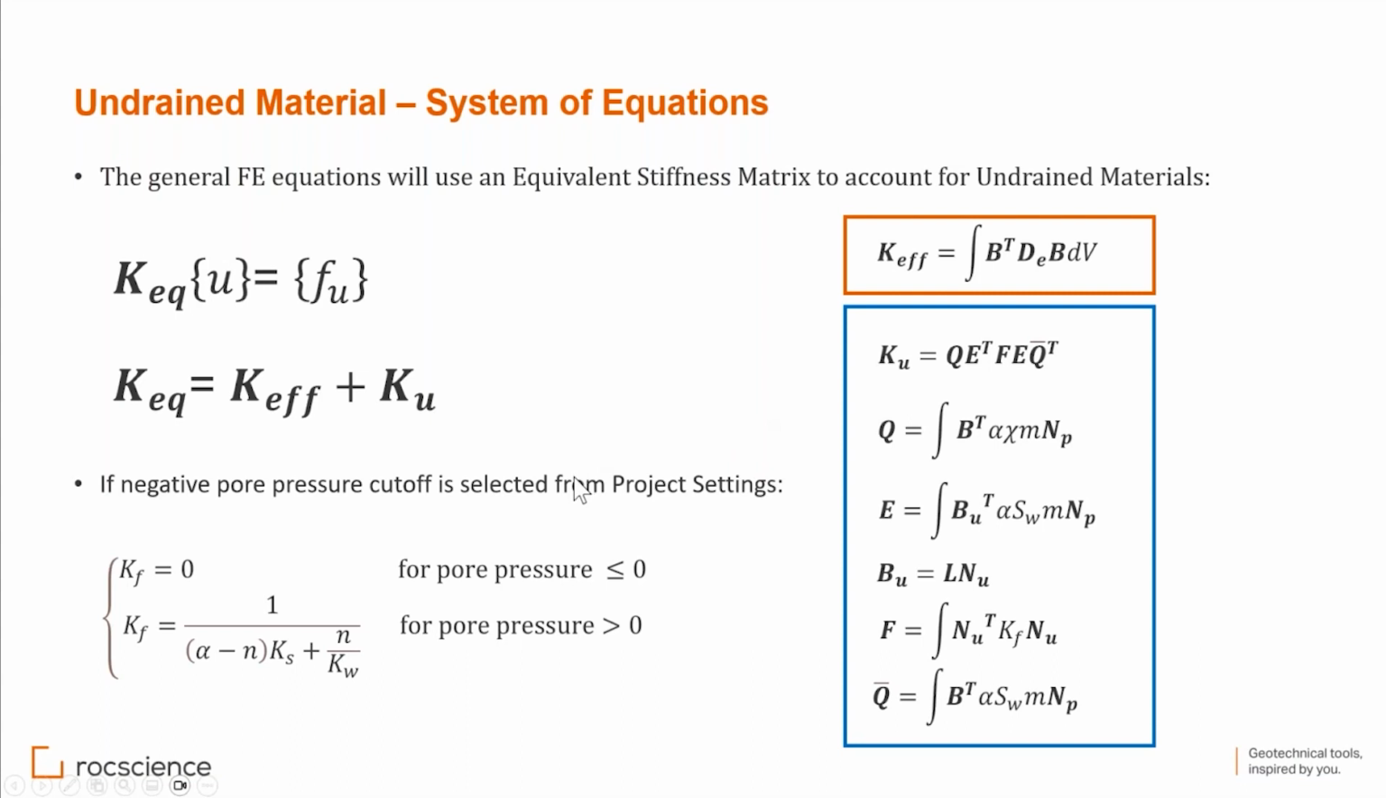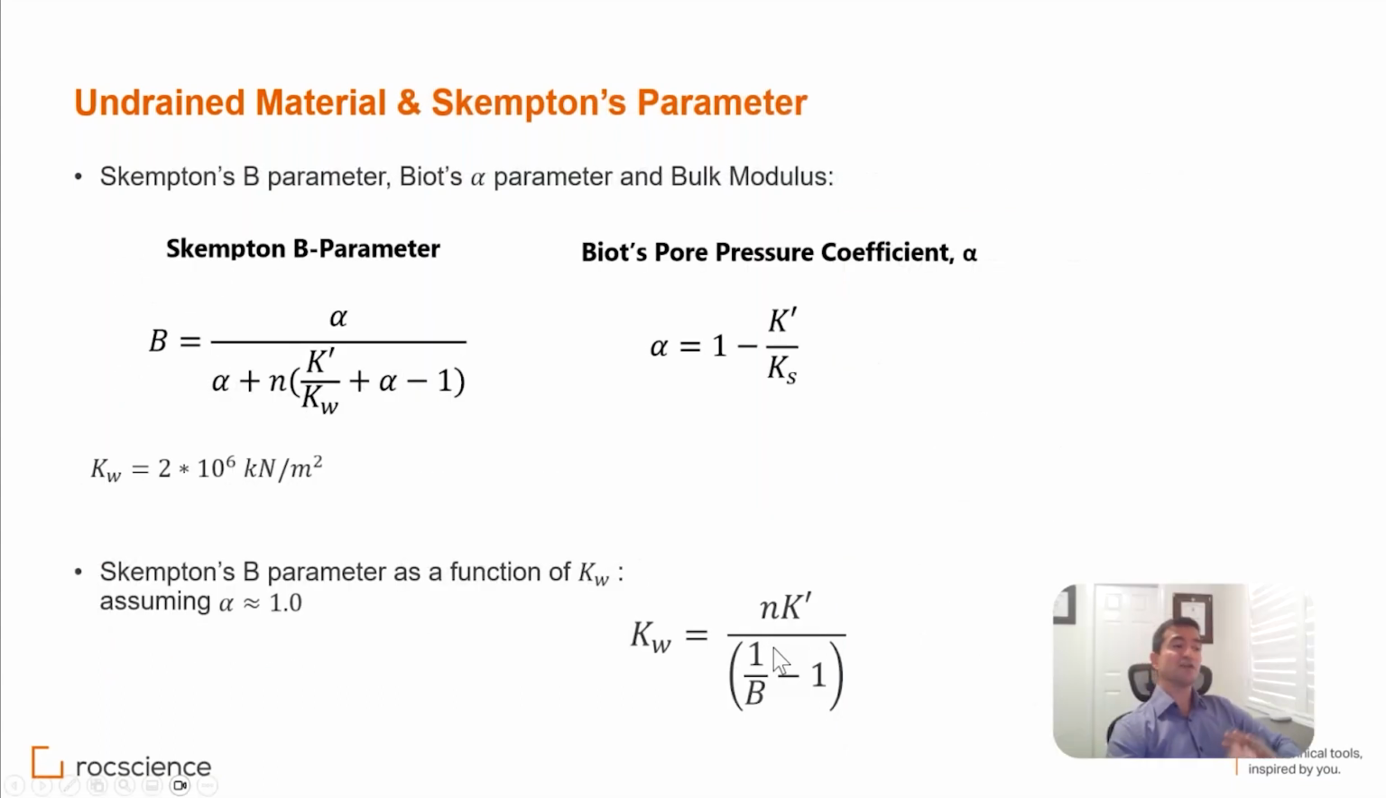For unsaturated cases, for now, we can have negative pore water pressure from the project settings, and based on that Kf value, which is here, is going to adjust the effect that we are seeing from the pore water pressure in the system. We have more development coming to consider more options in the unsaturated condition as well. Now, if you want to relate those equations to Skempton B parameters, between Biot alpha and the bulk modulus of the solid skeleton, and also water, this is how you can calculate that Skempton B.